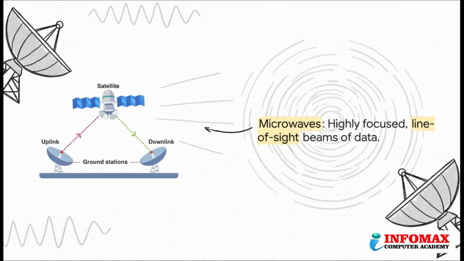Next, we have microwaves, and these are a whole different beast. Unlike radio waves that just spread out everywhere, microwaves travel in a very straight, highly focused line. You can think of it like a laser beam of data. And that means they need a clear line of sight between the transmitter and the receiver, which is why we use those big parabolic dishes to aim them so precisely.